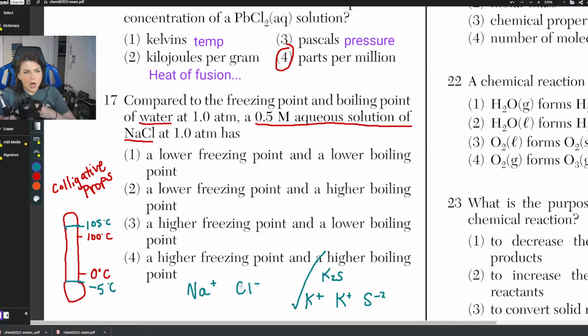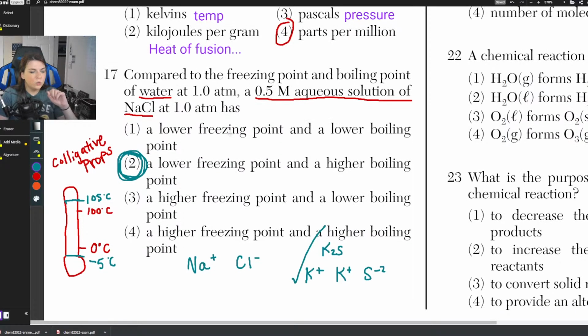Okay, so we're just comparing regular water to the sodium chloride. So if we are expanding the liquid phase, we are going to lower the freezing point, but have a higher boiling point. It's going to be harder to freeze. You have to remove more heat, and it's going to be harder to boil. You have to add more heat. And that is answer choice 2. And again, whole video on that on this channel if you need some help there. Or, of course, feel free to ask questions now in the chat box.